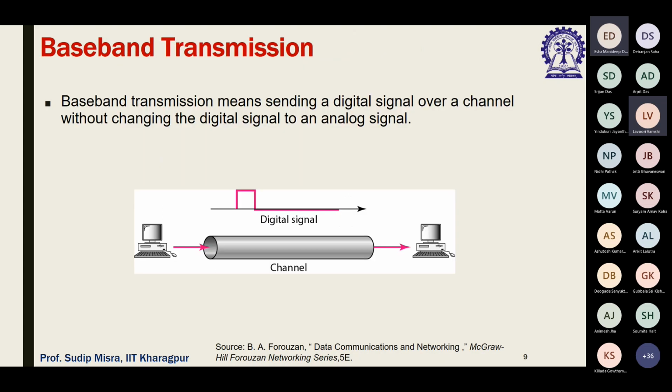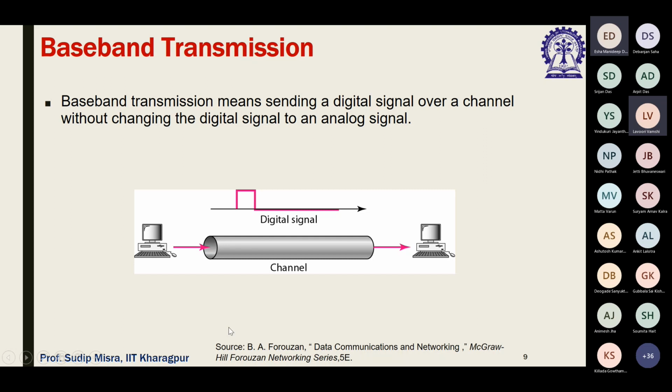So a few definitions which you need to understand, and if you have a pen and paper handy with you, please note them down. The first definition is about baseband transmission. What is baseband transmission? Baseband transmission implies sending a digital signal over a channel without changing the digital signal to an analog signal. So the digital signal will be sent through the channel as a digital signal. This is called baseband transmission. This is a term that you will often be encountering.